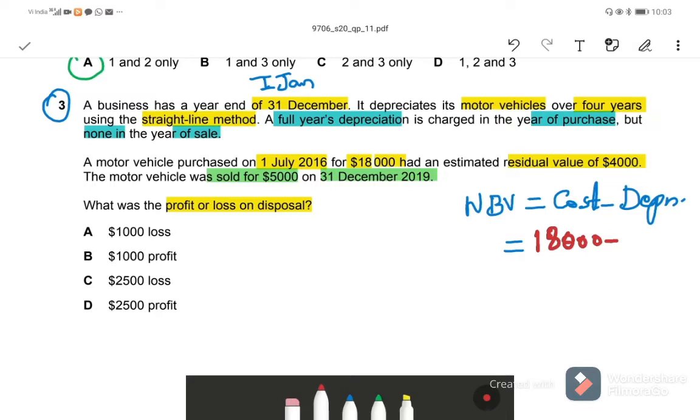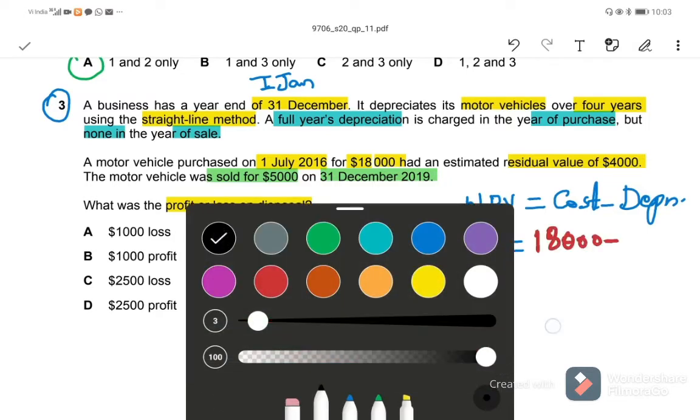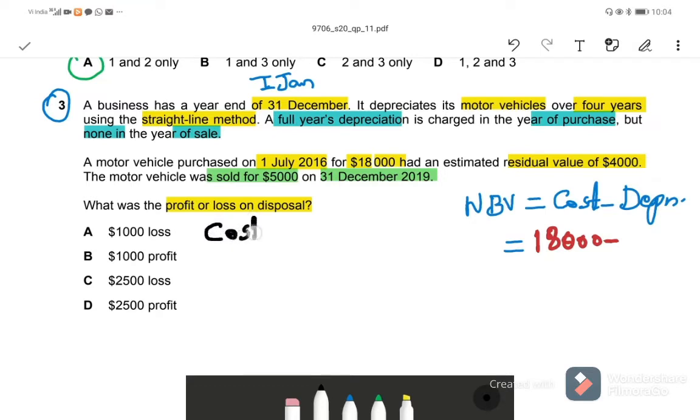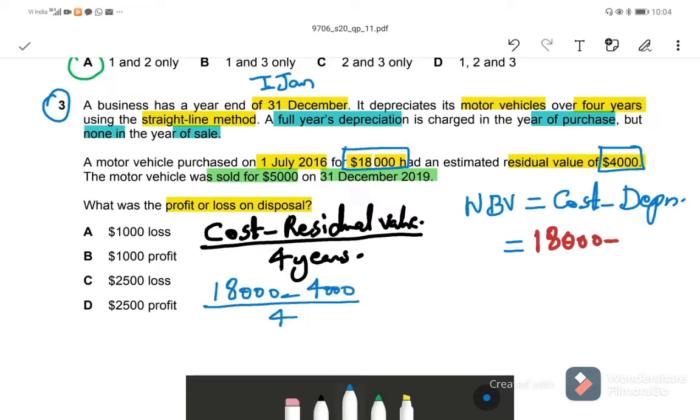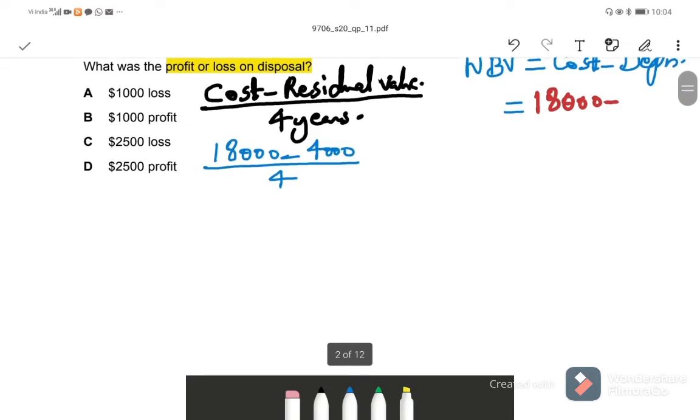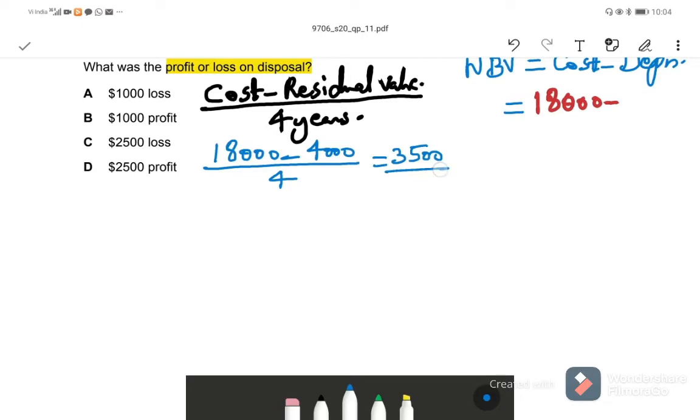In the question, they have not given any percentage, but we know how to calculate the depreciation. What is the equation to calculate the depreciation? Equation is cost minus residual value divided by useful life. Here 4 years. So the cost of the asset is 18,000 minus residual value 4,000 divided by 4. How much does it come? 3,500 is the depreciation for 1 year.